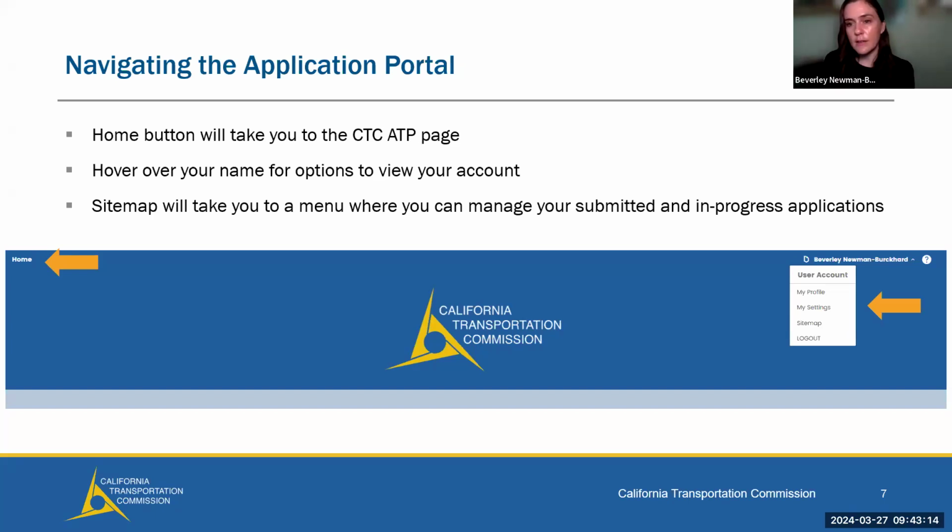And then your name will be in the corner. Right now you can see it's my name, and it says my profile, my settings, sitemap, and log out. If you go to your profile, you can edit that. But the sitemap is where, if you click on that, it'll come up with a menu that'll help you find your applications that are in progress and your applications that have been submitted. So that's where you go to access everything that you have in progress. Next slide, please.